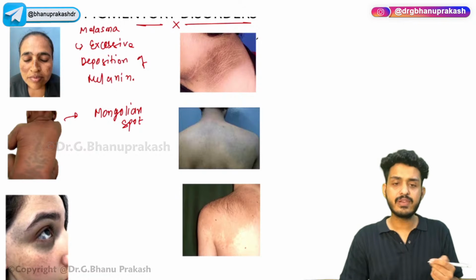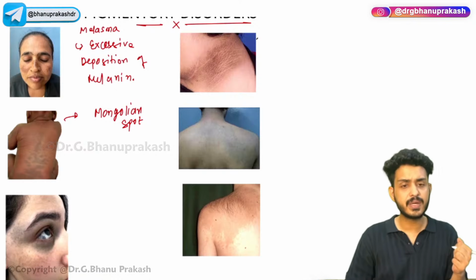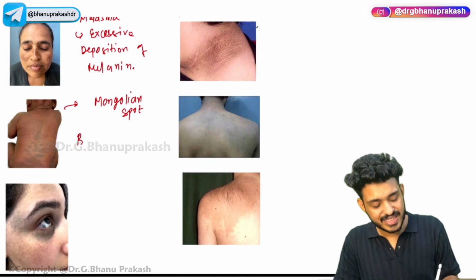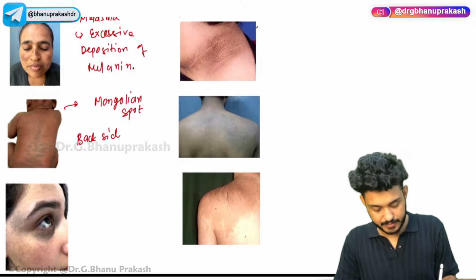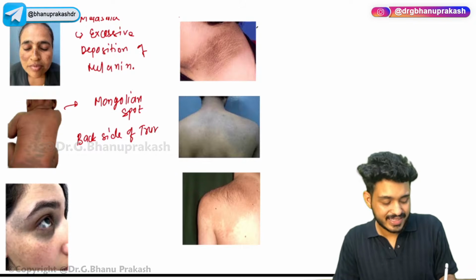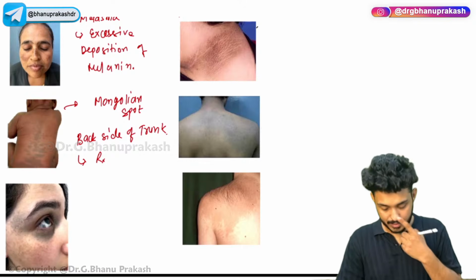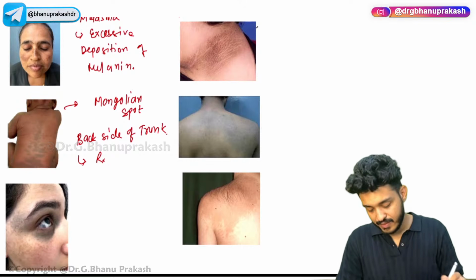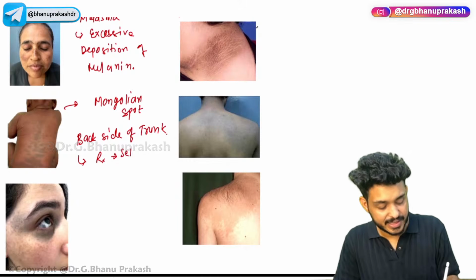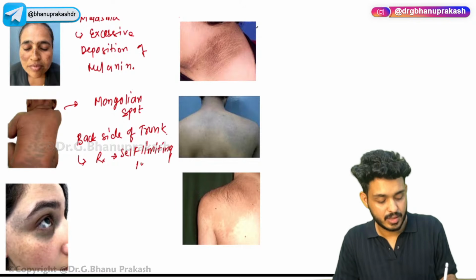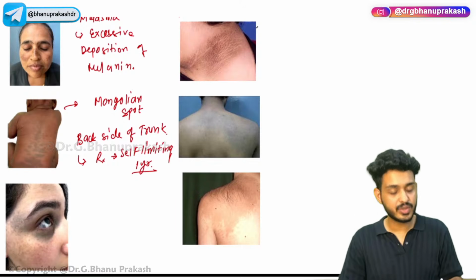Is it a self-limiting condition or do we need to treat this particular condition? Please let me know. The most common site is the back of the trunk. How do we treat this? Is it treatment or self-limiting? Very good, guys. It is a self-limiting thing. It will be resolved within 1 year. This is the question they have asked.